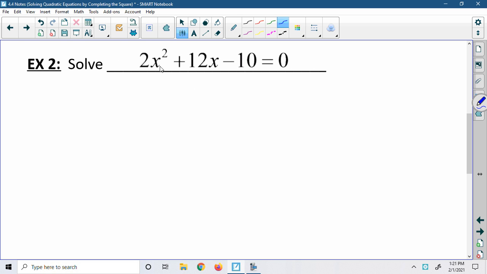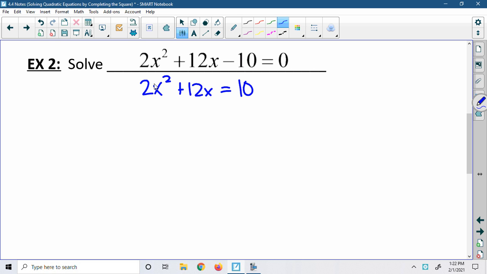Example 2, 2x squared plus 12x minus 10 equals 0. Step 1, we've got to get it in the right form. So first of all, we need this 10 to be over on the other side. So I'll add the 10 to both sides. Get it over to that right side.